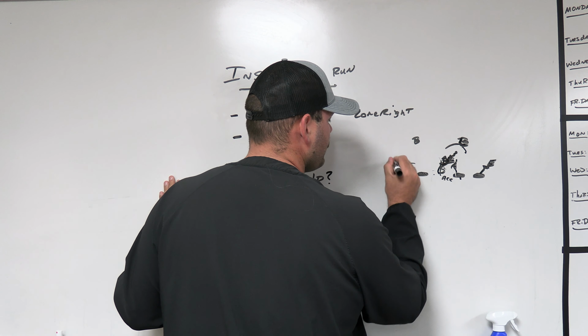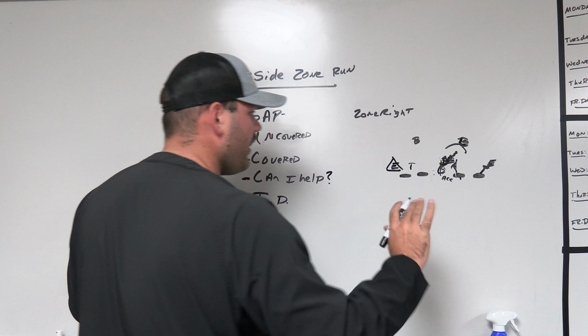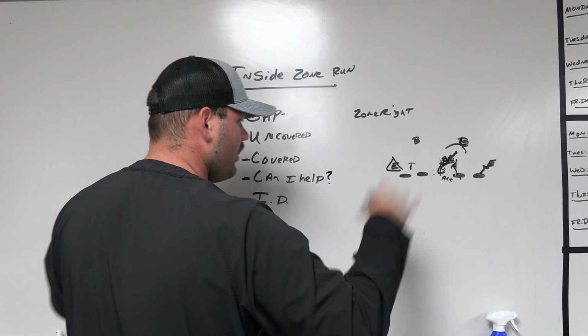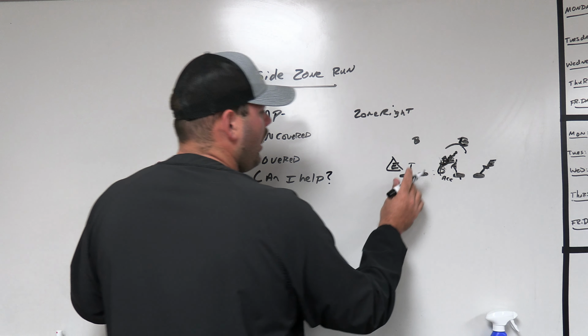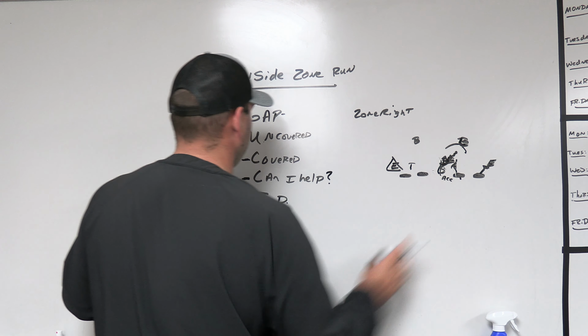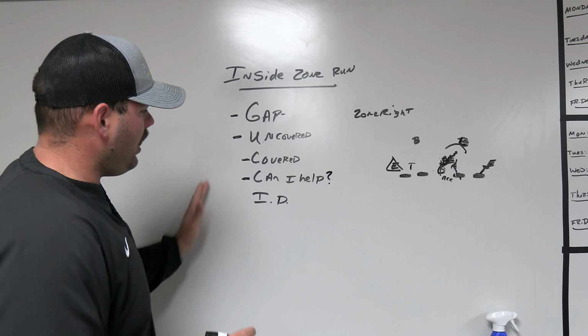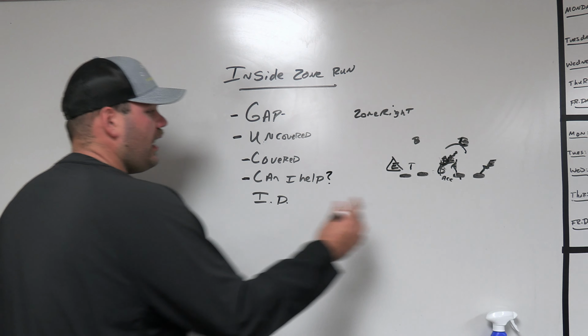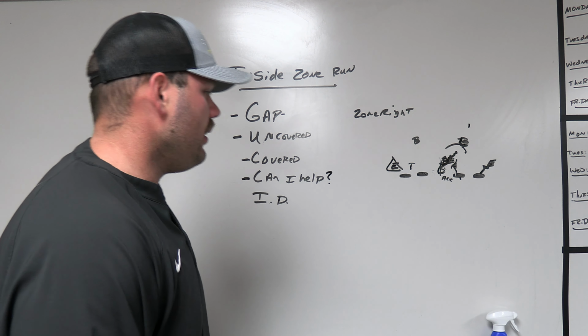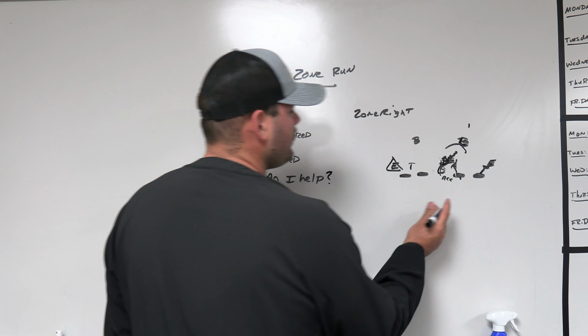We're just running inside zone read right here, so we're not worried about an H-back or anything, but nothing changes for offensive linemen. If you had split flow right there, whatever, insert, whatever. Now here's the next one. That's play side: gap, uncovered, covered, can I help, ID. So we ID'd this guy as the play side double team, the first play side double team in the box.